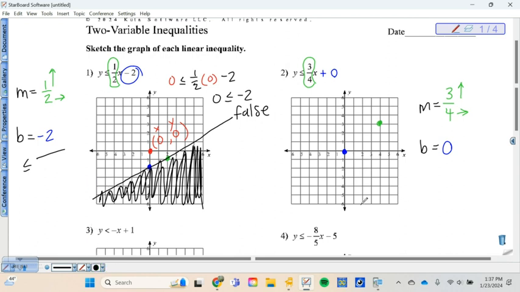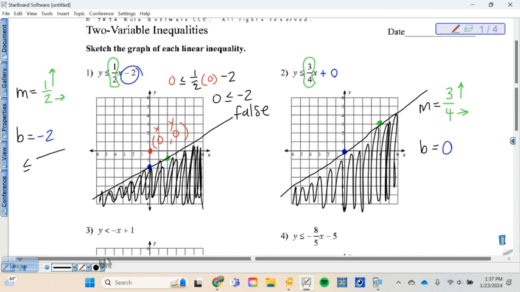Dotted or solid, which do I use? Solid. And then what? Shade above or shade below? Below. It's less than, so I'm going to shade below.